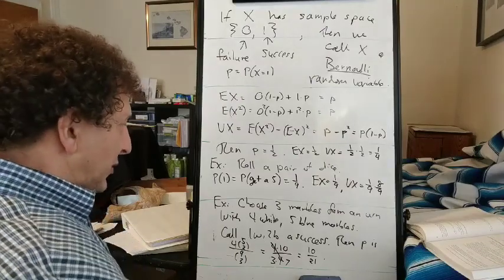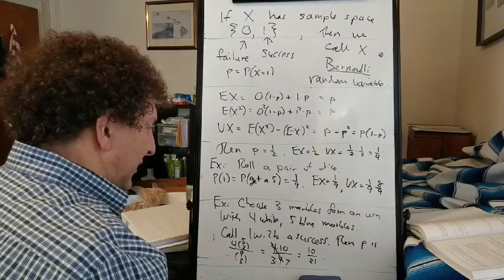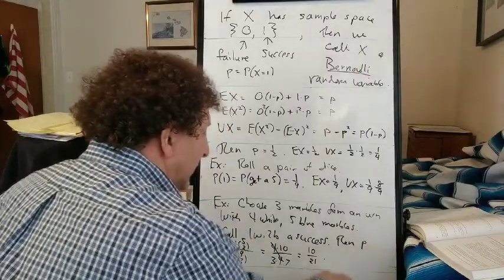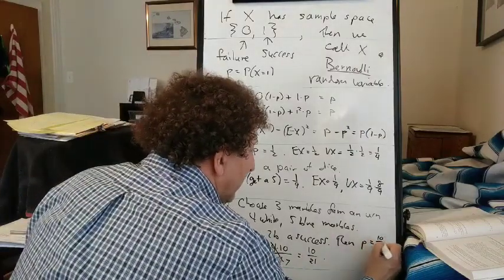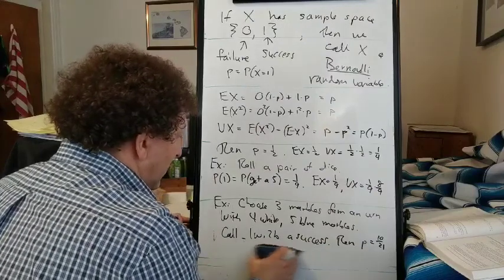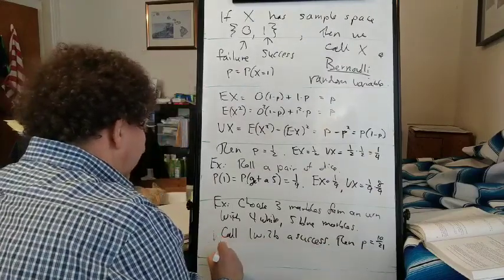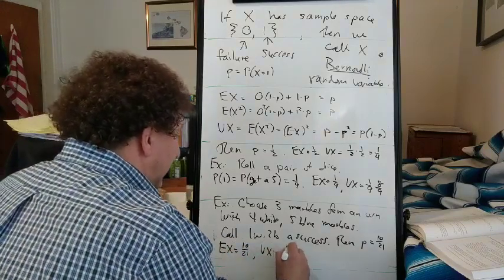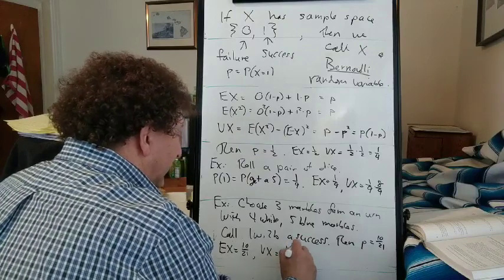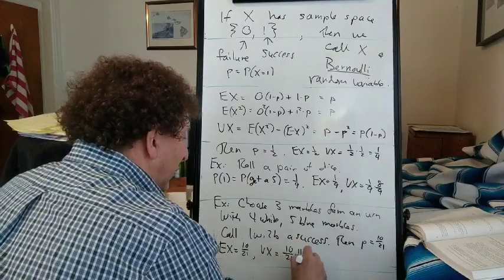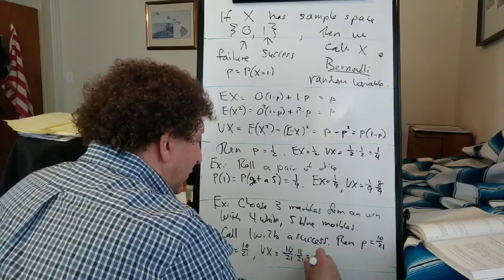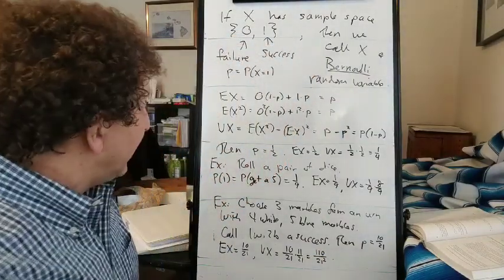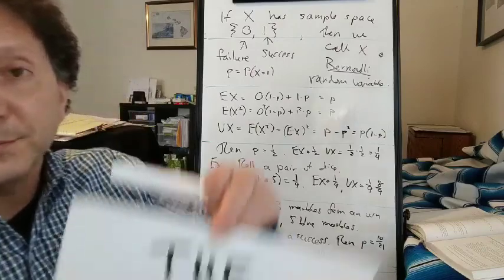And then in the example where we're choosing 3 marbles, the probability of success is 10/21. So p is 10/21. Expected value of x is p, 10/21. Variance of x is p times 1 minus p. So it's 10/21 times 11/21. So 110 over 21 squared, whatever that is. And that's about all there is to Bernoulli random variables. The end.